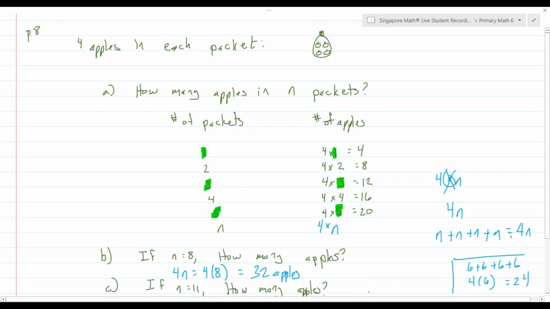What about if I have 11 packets? How many apples are there? Whatever the number of packets is, I multiply it times 4. So 4 times 11, that tells me there are 44 apples. Very simple, not confusing.